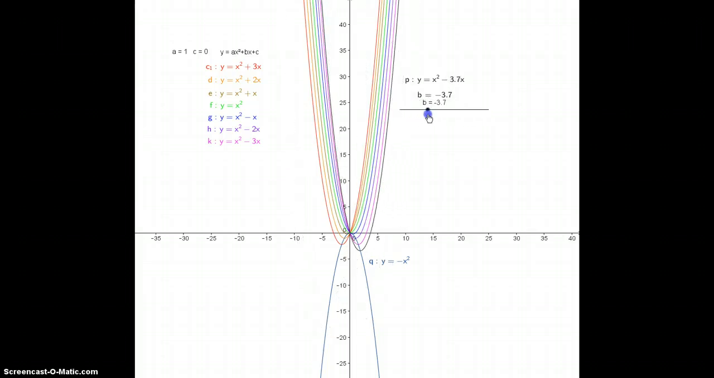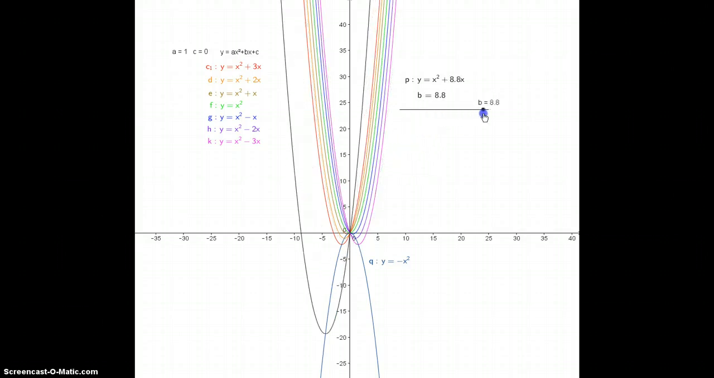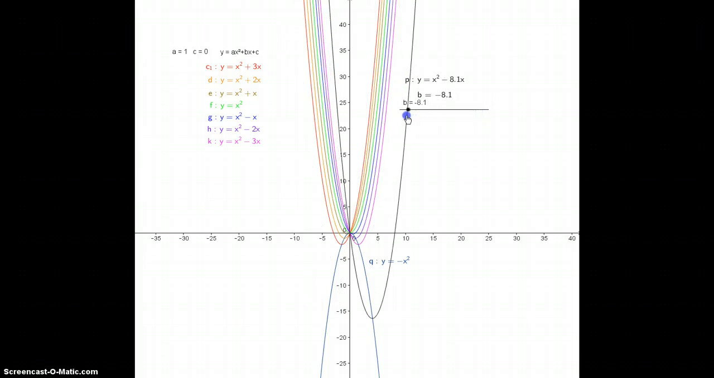aside. So we have shown that as b increases, the graph shifts to the left, and as b decreases, the graph shifts to the right.